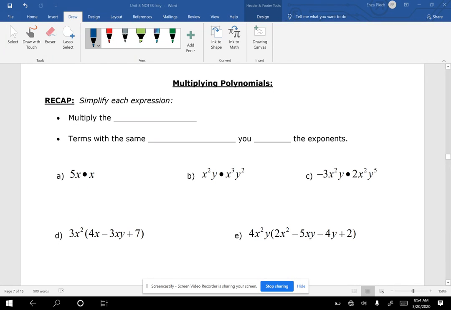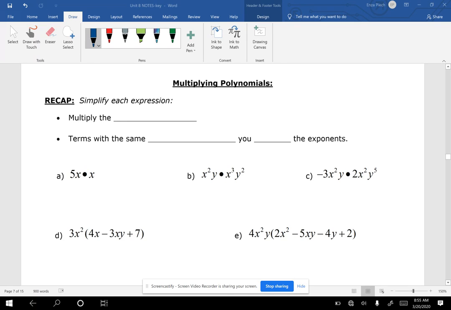We're going to go over how to multiply polynomials. So this top portion right here, A through E, is a little bit more of a recap because we have multiplied in this sense. What we're going to really focus on is multiplying polynomials. This has us multiply a monomial by either another monomial or a monomial by a set, so polynomial.